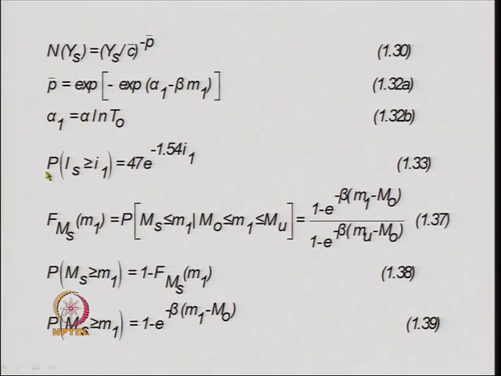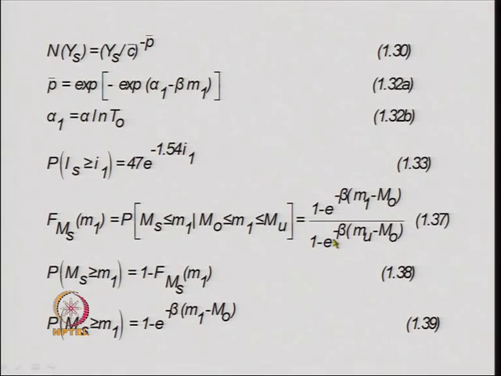This equation shows the probability of exceedance of the intensity of an earthquake. The probability of exceedance of an intensity of earthquake for a level small I1 is given by an equation like this. Again, this is an empirical equation, all of them are empirical equations. Here the values 1.54 and 47 are obtained for a particular region. Say if the data is from the United States, for some region in the USA, these particular values are valid. For other regions, one has to calculate the appropriate values of these parameters.